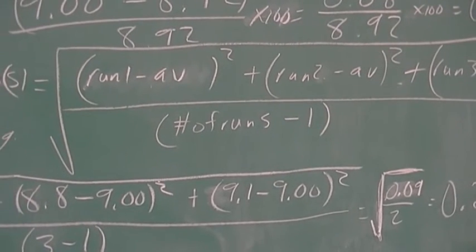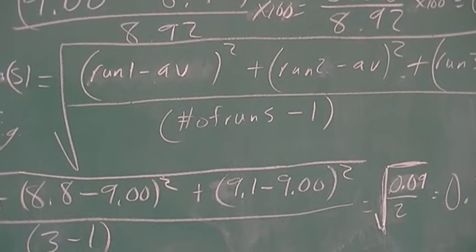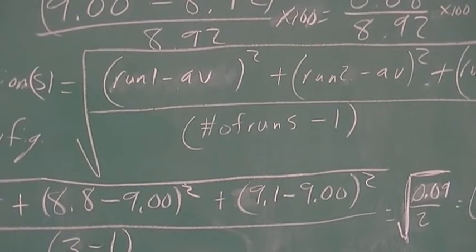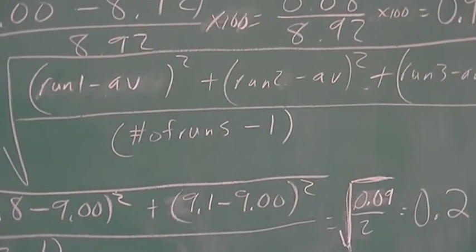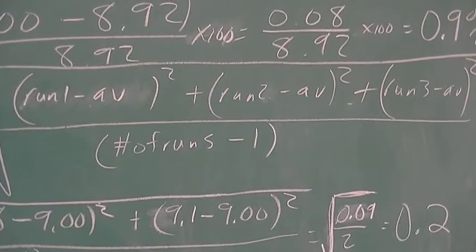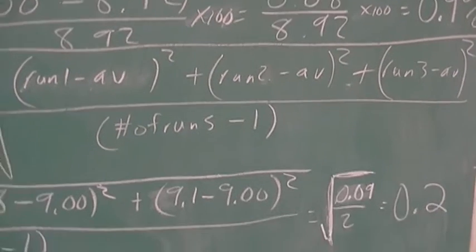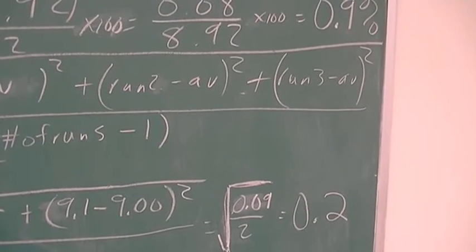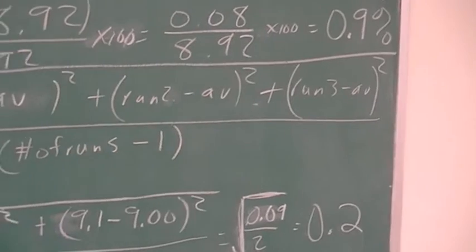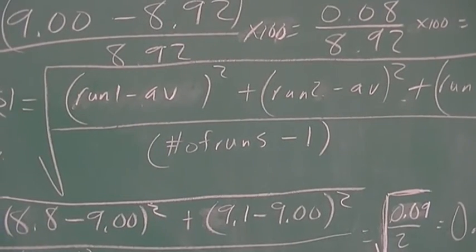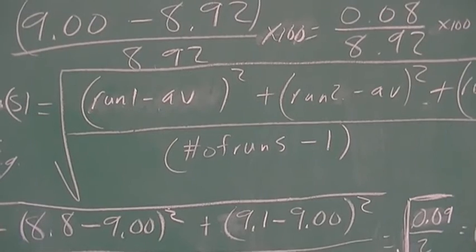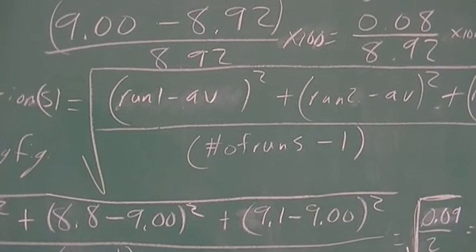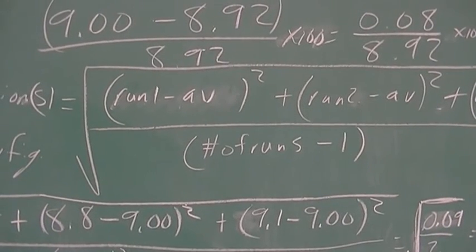And so to get your standard deviation, you take the run one value, subtract the average value in parentheses, and then you square it. You add to that the run two value minus the average value in parentheses, and you square that. You add to that the difference of run three and the average value in parentheses, and you square that. Then you divide that by the number of times that you did the experiment, in this case three times, minus one. And then all of that is under the square root symbol.